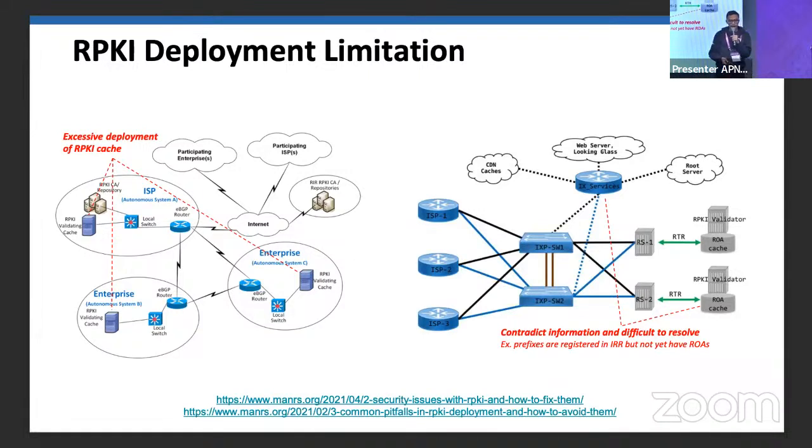The second limitation, imagine if we deploy the RPKI validators in the IXP, and we only allow some of the members' routers, those connected to the other members, to deploy RPKI route validation. It looks good, but the problem is the data from the ROA itself may contradict the other information provided by the IXP as a service.